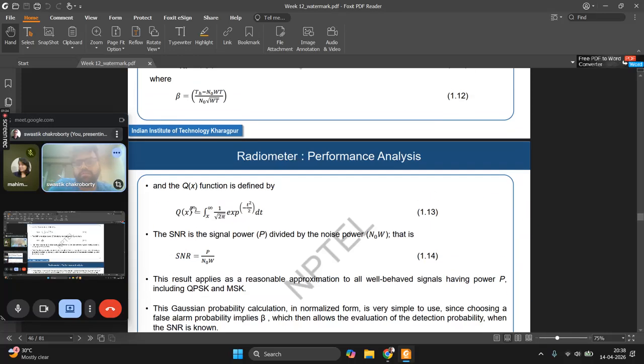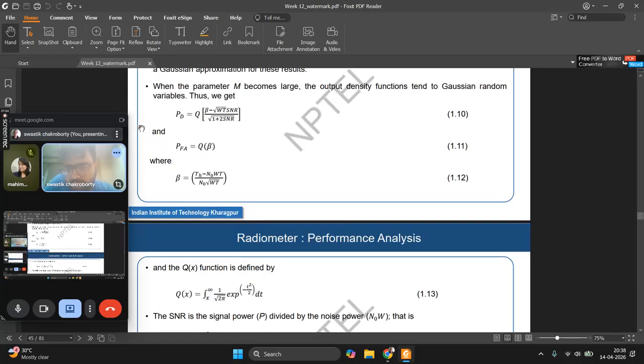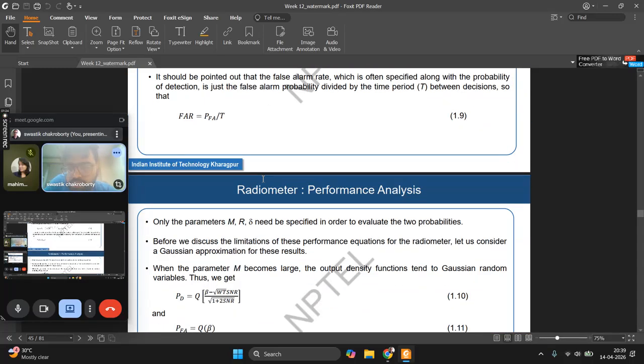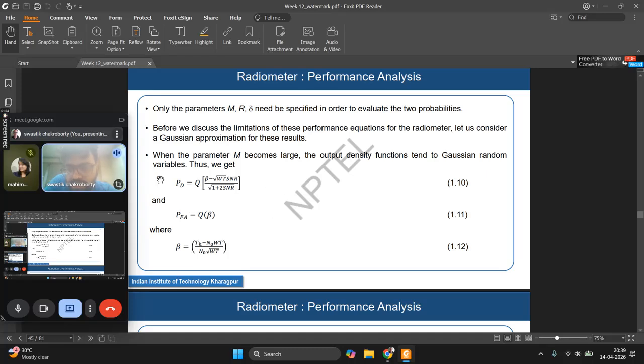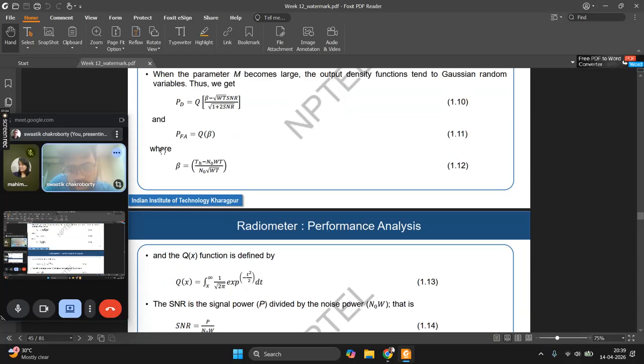So this is a logical approximation, and this is what can be used to do numericals, because these are of course very difficult to evaluate. So this is what is used to evaluate the PD and PFA. If you want the beta value, usually PFA is always specified. If you want to do this kind of detector design, the first parameter that is specified is PFA. PFA is nearly always specified.